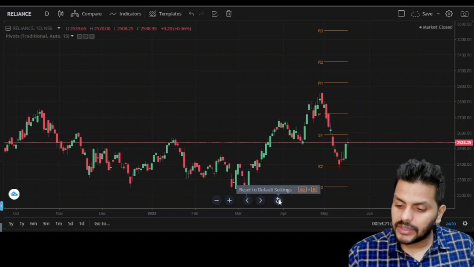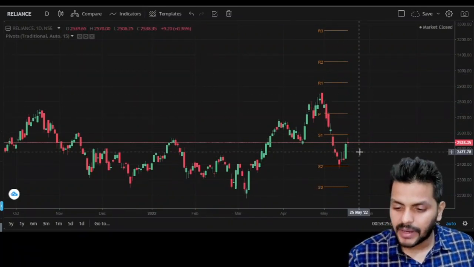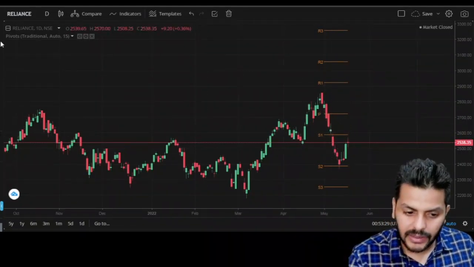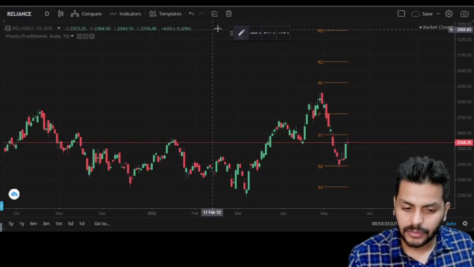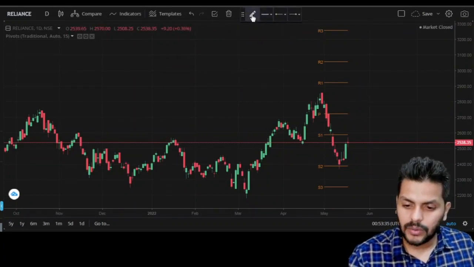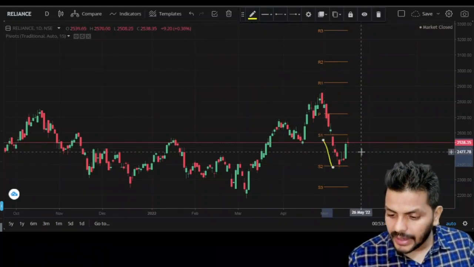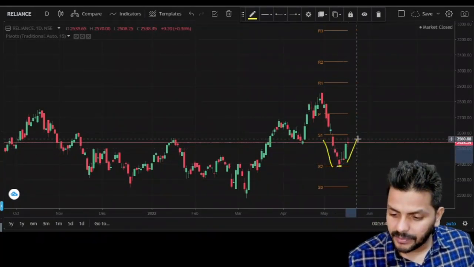Right now again you can see that owing to the last few days of bad market conditions, it has broken the pivot, it's even broken the first support, and you can clearly observe that after it broke the first support, there was a drastic fall. You can see this piece here, and at the second support level, it picked up.